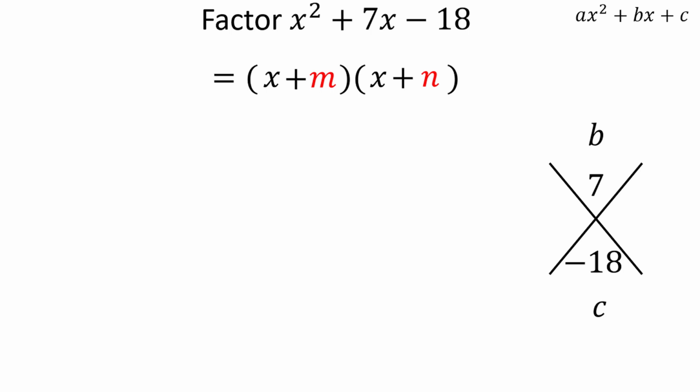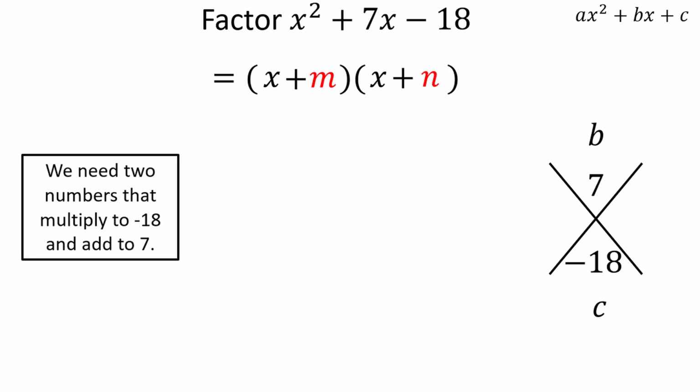Then you just need to remember the rules. We need two numbers that multiply to c, or negative 18, and add to b, or 7, which will be the two numbers you write on the sides. Sometimes the two numbers jump right out at you, and you know it right away. And other times, you might think for 2 minutes and still not know the answer.